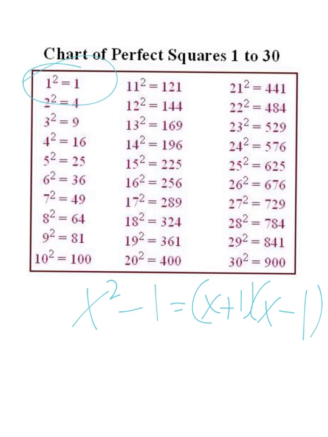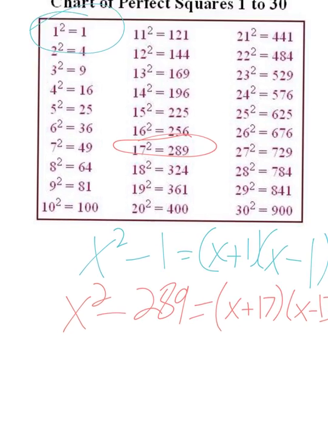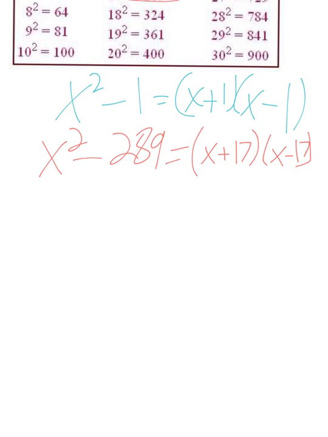What if I have a bigger number like 289? I give you a problem that says x squared minus 289. Well, we know that the square root of 289 is 17, so I'm going to say x plus 17, x minus 17. And that's really all there is to it, okay? I'll do one more simple example. Factor x squared minus 25. Okay, that's x plus 5, x minus 5.